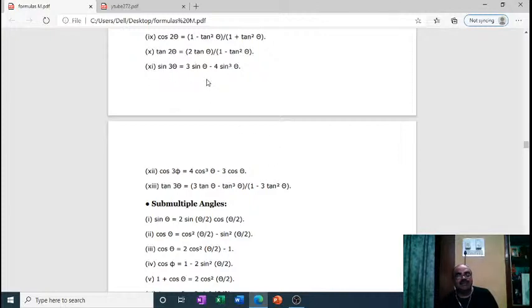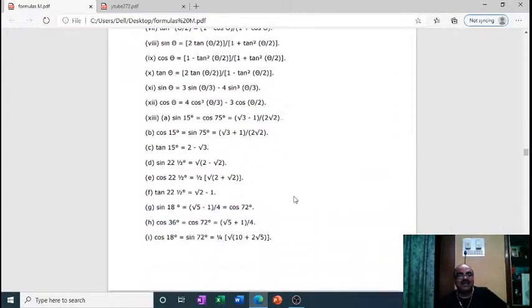Sin 3 theta is 3 sin theta minus 4 sin cube theta. Cos 3 theta is 4 cos cube theta minus 3 cos theta. Tan 3 theta is 3 tan theta minus tan cube theta by 1 minus 3 tan square theta.